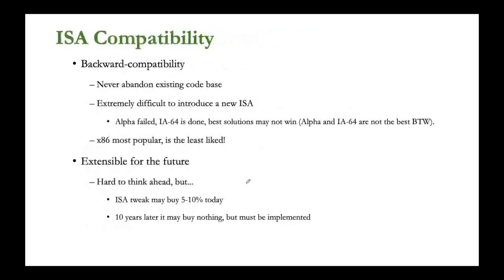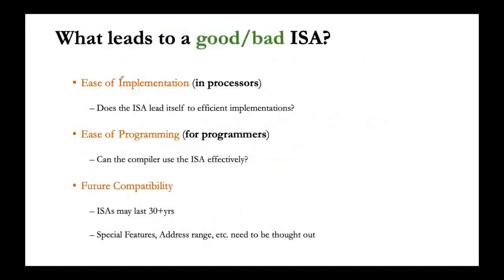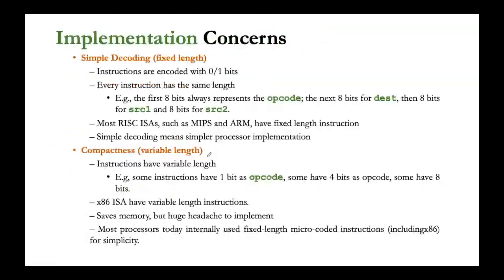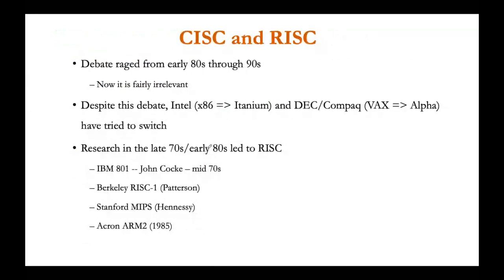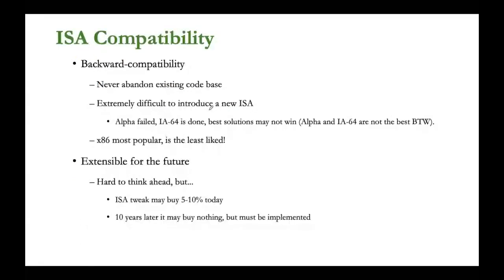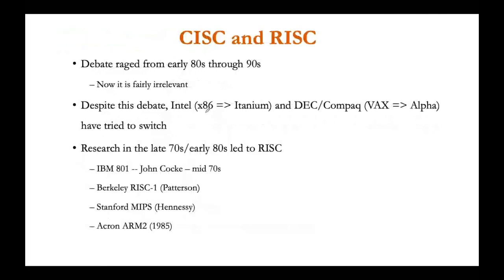So these are the three basic concerns, which lead to a good ISA in terms of implementation, ease of programming, and future compatibility. Based on this discussion of a good or bad ISA, the CISC and RISC debate came, which ran from the early 80s through the 90s. Now it is fairly irrelevant, but we'll just talk about CISC and RISC in this case, right?